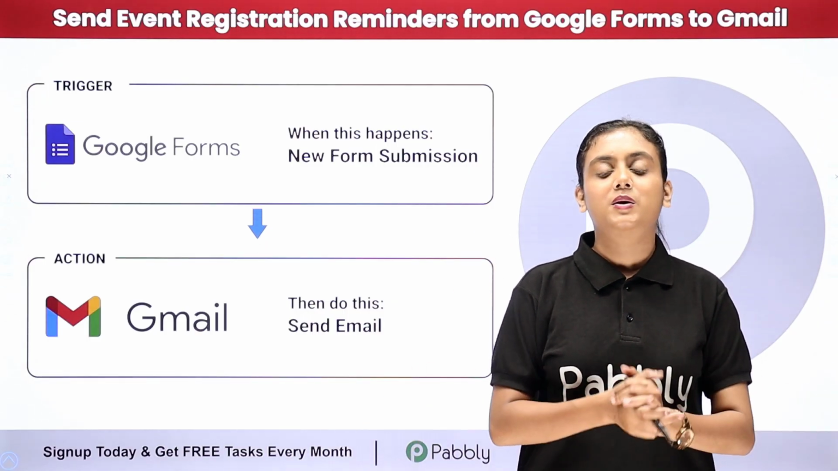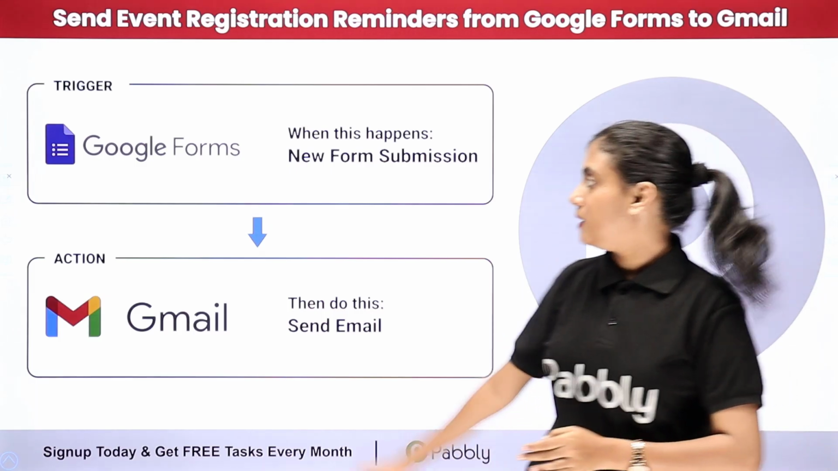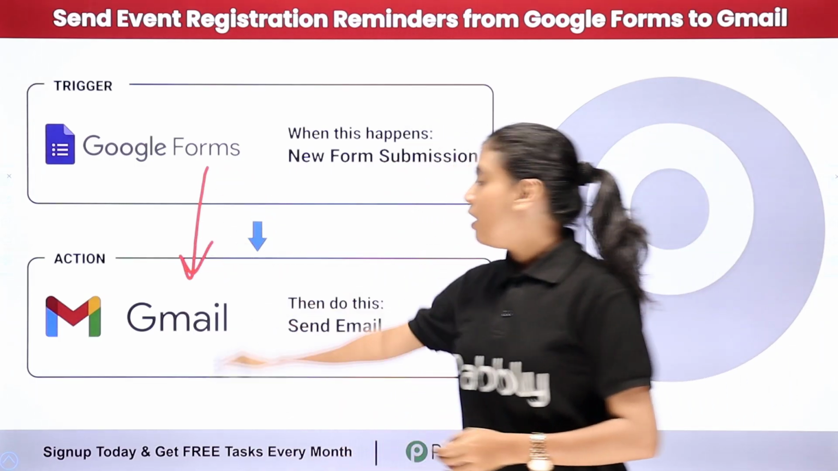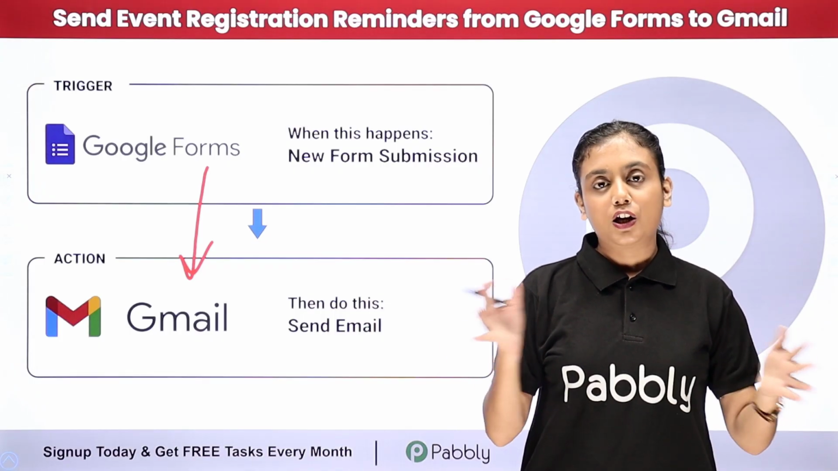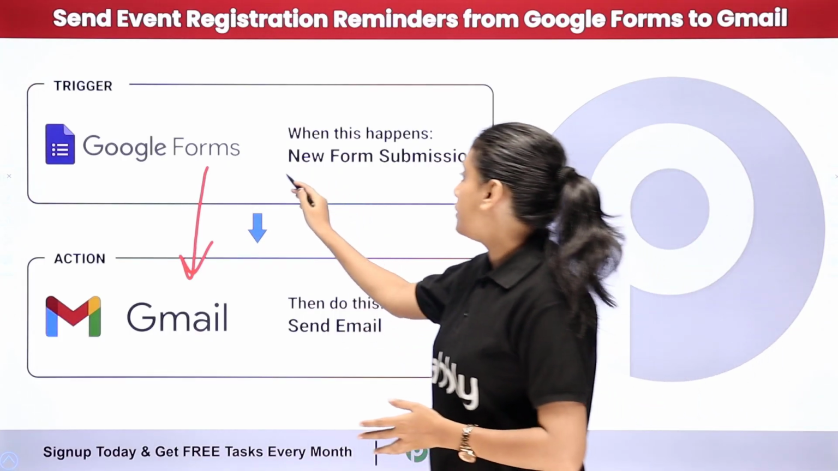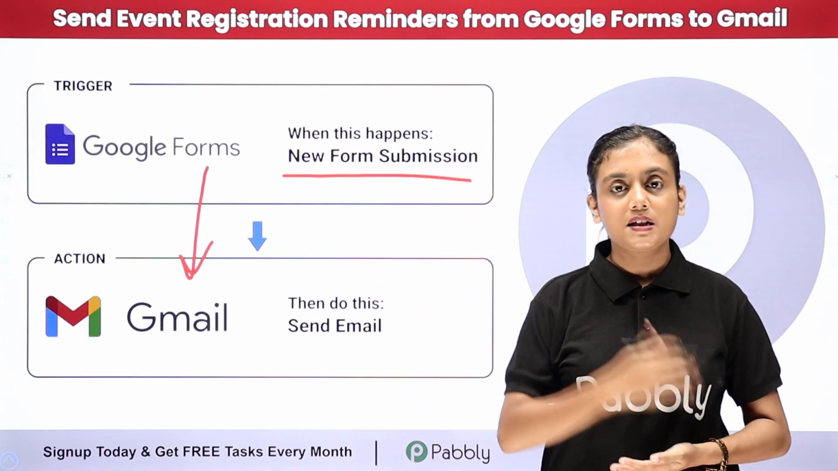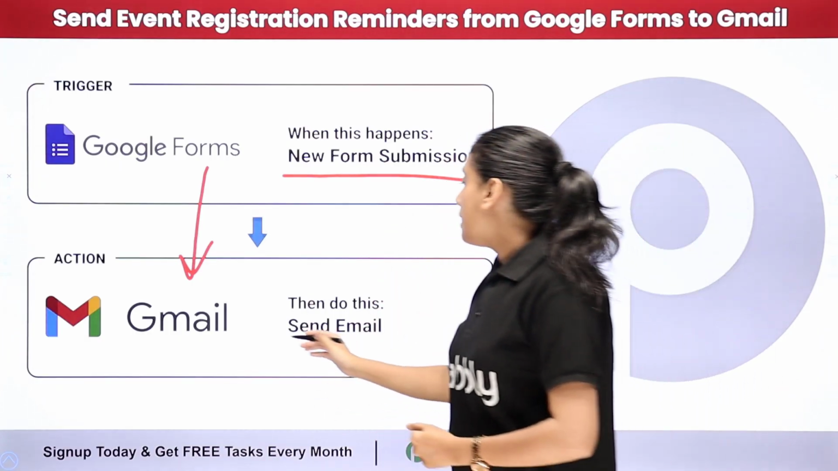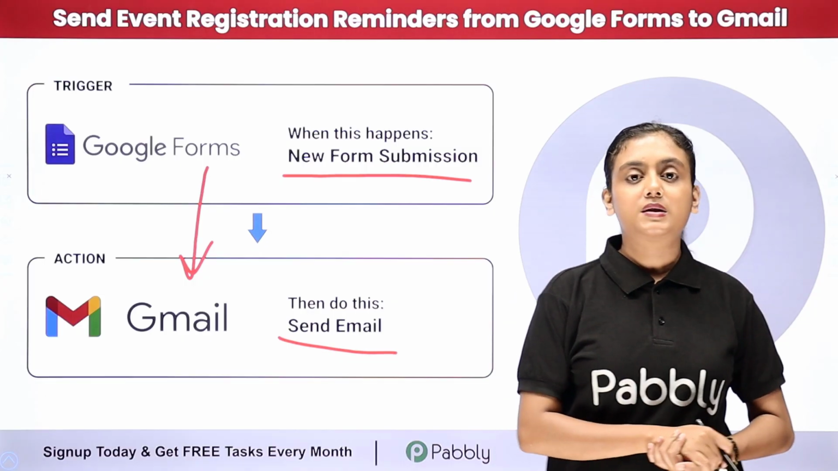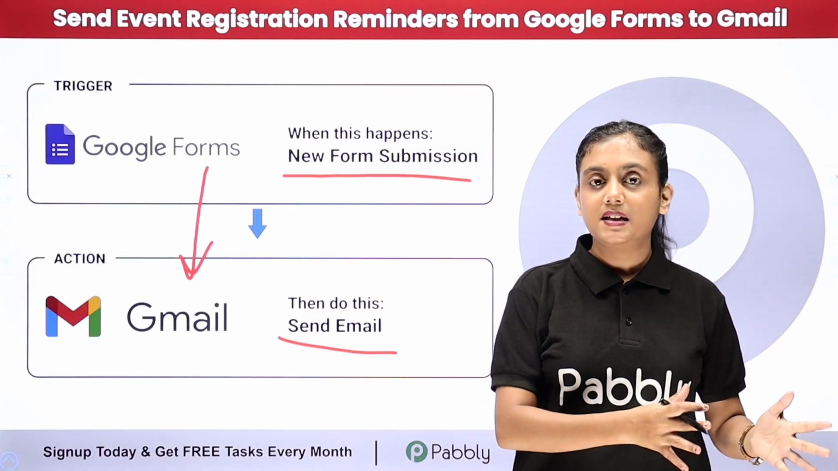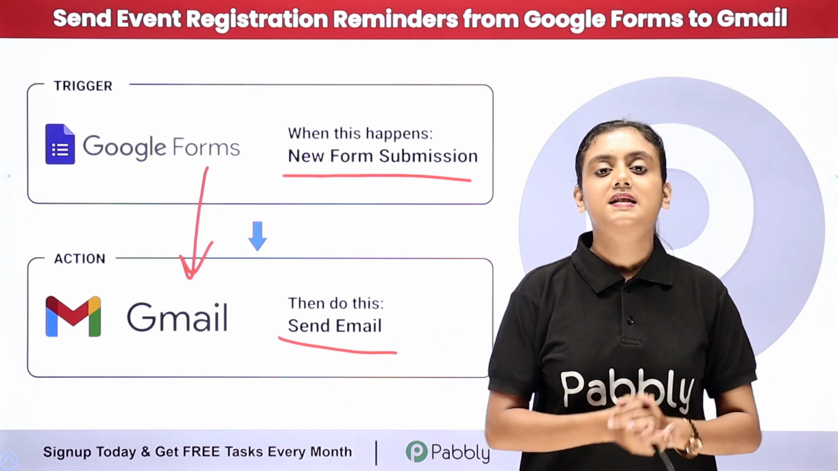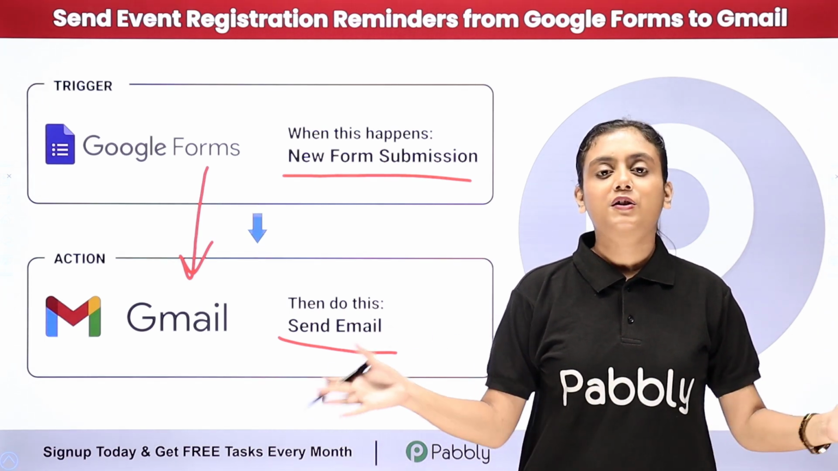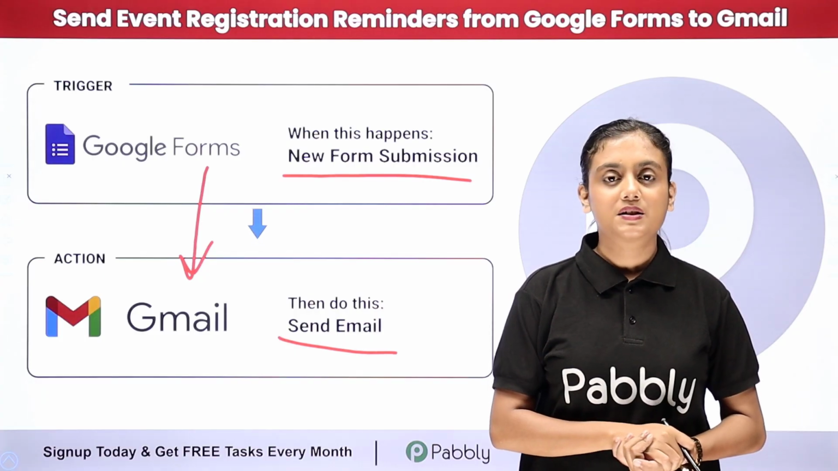So, to solve this problem, I have set up an automation between Google Forms and Gmail without need of any coding and programming skills using Pabbly Connect. Now, whenever a form submission is done using Google Forms by the participant, automatically towards them, reminders are going to be forwarded using Gmail as an email 7 days before the event as well as a day before the event. So now if you want to learn this entire process step by step, you have to come with me towards my screen.